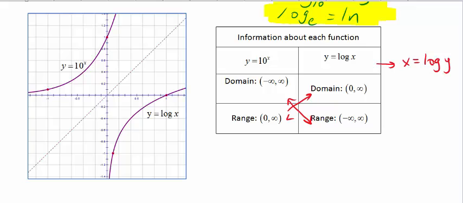I can't get y by itself without getting rid of the log. Well, this is log base 10. So what I'm going to do is make both of these the powers of 10. And in doing that, that cancels. So I have 10 to the x equals y. And look at that, they are inverses. We just proved it.